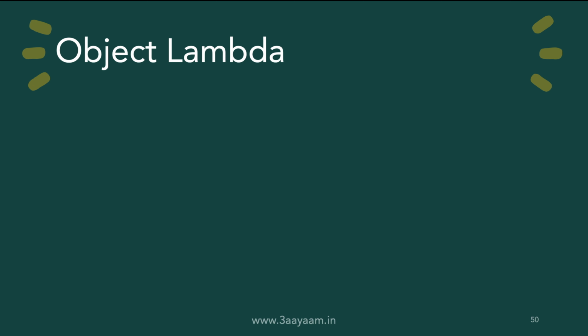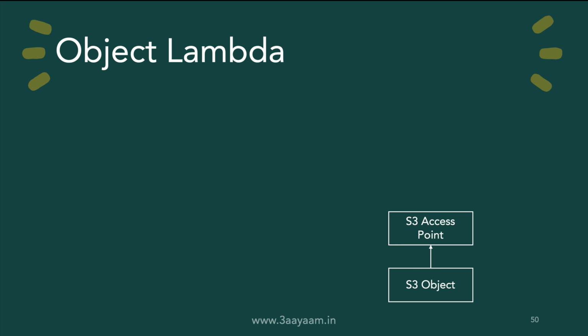And now let's look at object lambda. Now the way it works is like this. So let's say we have an S3 object. The first thing that we have to do is that we'll have to create an S3 access point. And as you know what S3 access point is, it is used to provide permission for different applications. Then we create something called an object lambda endpoint, right? So object lambda endpoint is created on top of the S3 access point.